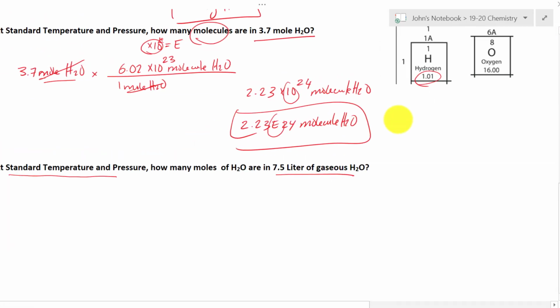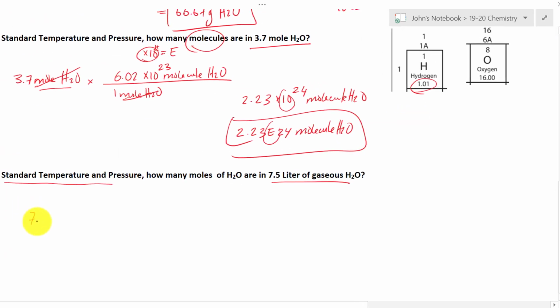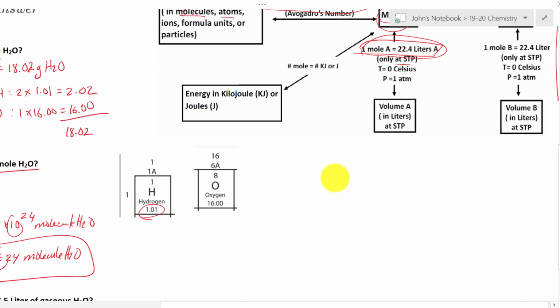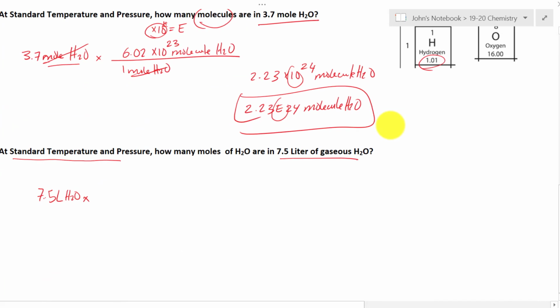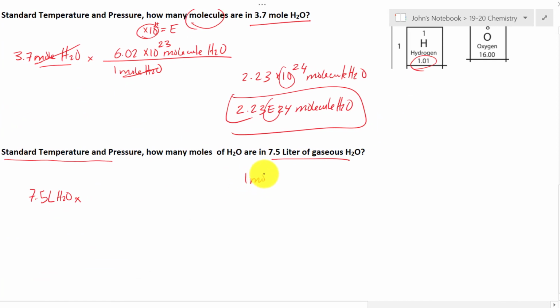So in this case, what we have here is 7.5 liter of H2O times, what is our conversion factor? Well, look at that right there. 1 mole is equal to 22.4 liter of H2O. I'm going to write it out here. 1 mole of H2O is equal to always, okay? That's the beauty behind that conversion factor. It's a fixed constant value. It's 22.4 liter of the chemical, which in this case is H2O.